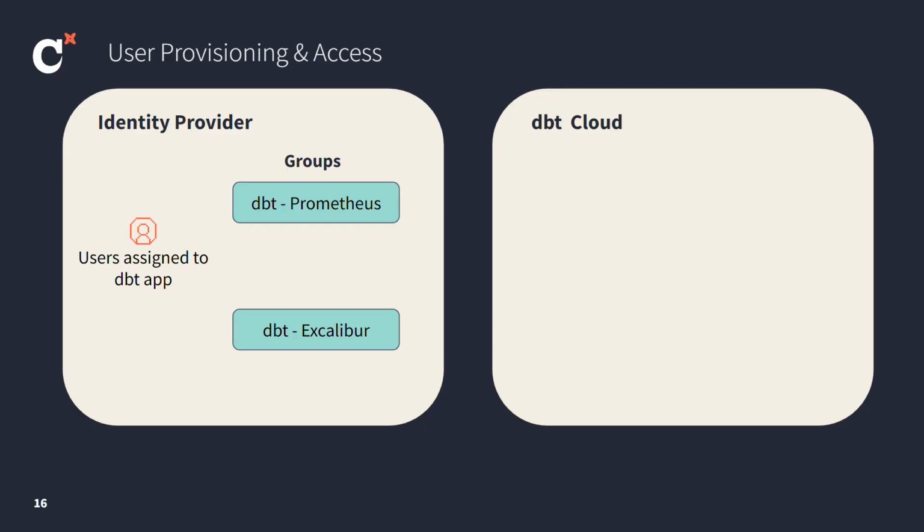So their first initiative is to make granting access to dbt Cloud more streamlined. The Enterprise crew are working to get 2 new teams onboarded: the Prometheus and the Excalibur. These users already have access to dbt Cloud through the identity provider. But they can't start working in dbt Cloud until they're given access to the specific projects.